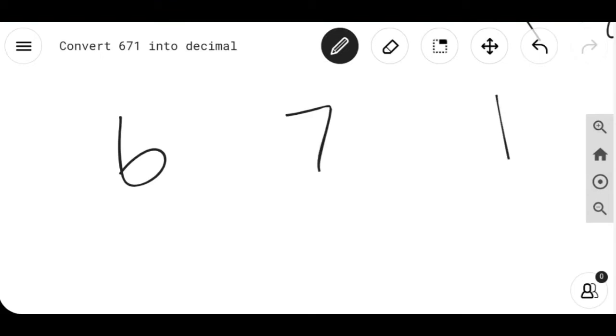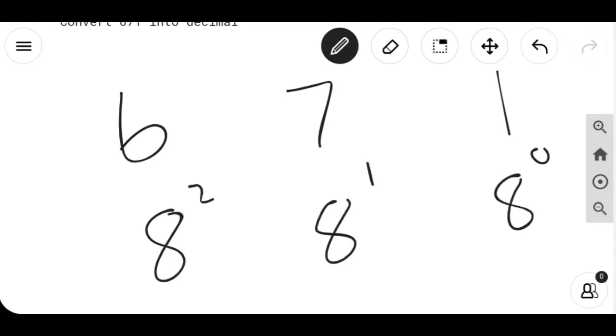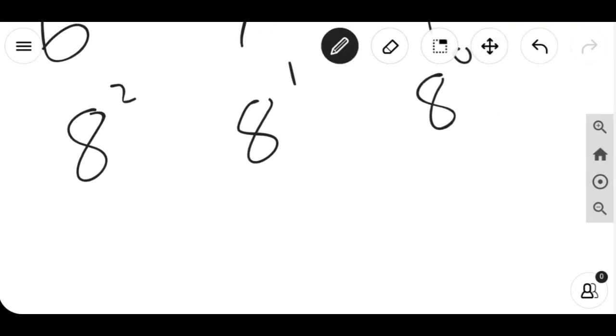671, and then we are going to write them in powers of 8. This will be 8 to the power 0, this will be 8 to the power 1, this will be 8 to the power 2. So 8 to the power 0 is of course 1, since any number to the power 0 is 1. And 8 to the power 1 is 8, and 8 to the power 2 is 64.